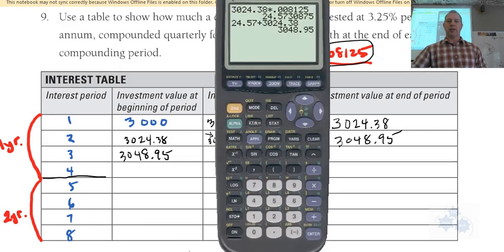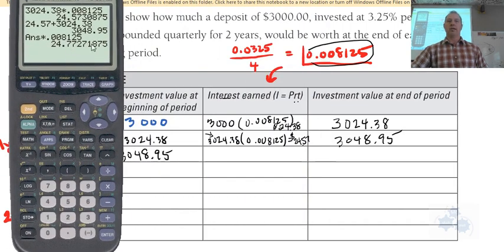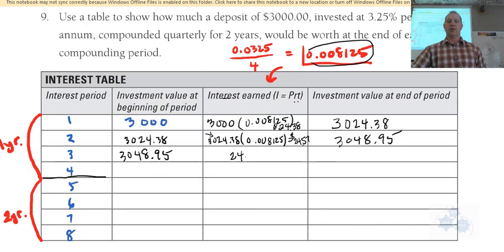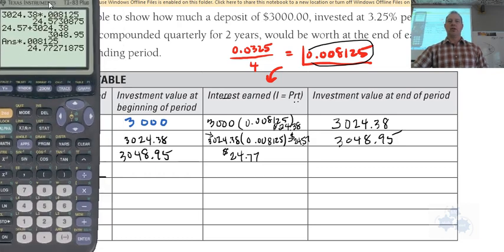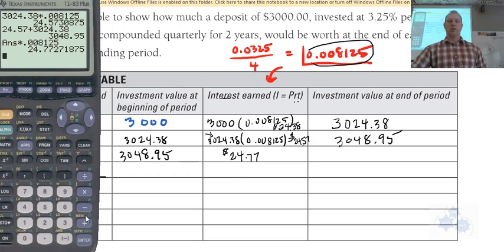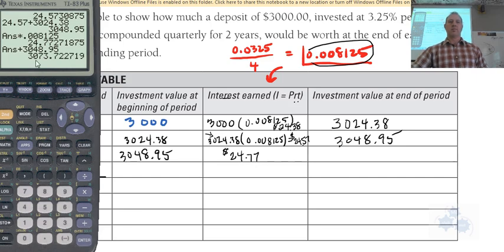So let's go like this now. You've got that number. Let's just go times 0.008125. There you go, 24.77. So now you can just do this, and you don't have to show as much work, okay? But I do need to know exactly what this interest is. So we'll take that, and we'll add it to 3048.95. And that's 3073.72.